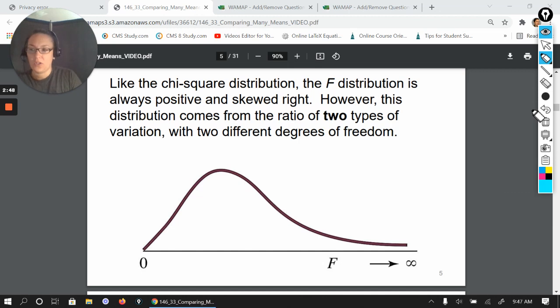Like the chi-square distribution, the F distribution is always positive and skewed right. However, this distribution comes from the ratio of 2 types of variation with 2 different degrees of freedom.